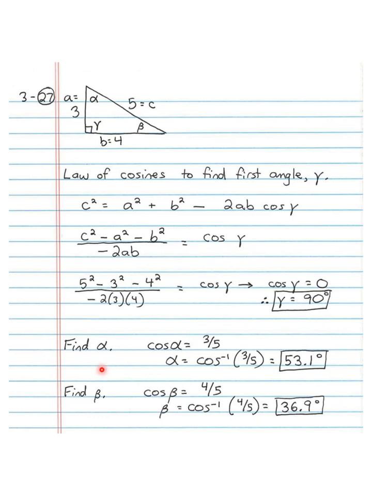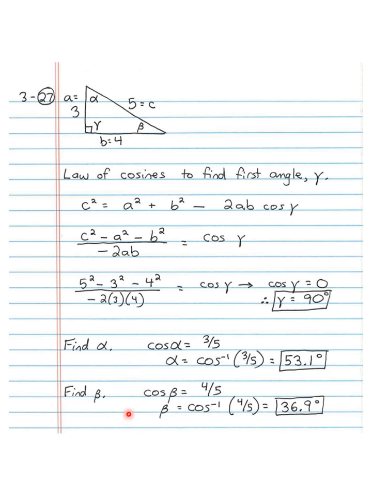Now you look at the triangle and you see that alpha, its adjacent side is 3, its opposite side is 4, and its hypotenuse is 5. So we're going to use one of the 3 trigonometric functions, either sine, cosine, or tangent, to figure out what it is. I've chosen cosine. So cosine of alpha is the adjacent side over the hypotenuse, 3 over 5, which means alpha is the arc cosine of 3/5, which is 53.1 degrees.